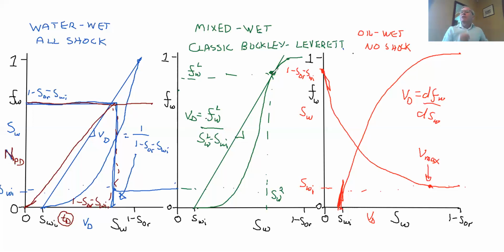Don't grab hold of a little simple mantra: mixed wet good, oil wet bad, water wet in between. That may be the case, but it's not always the case. It will depend on exactly what the relative permeabilities are and what the mobility ratio is. But this is how you construct the solution. So it's a simple schematic here. I don't want to say any more. I hope that's been reasonably clear.